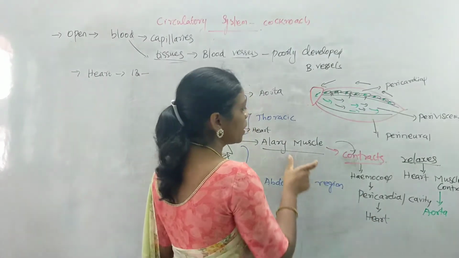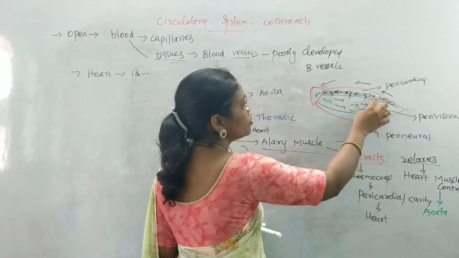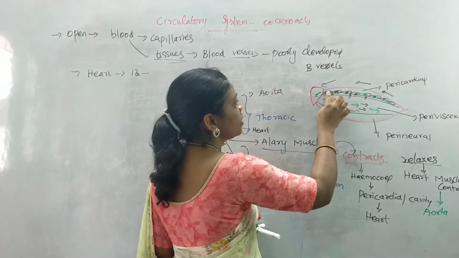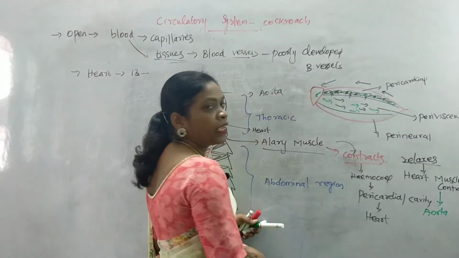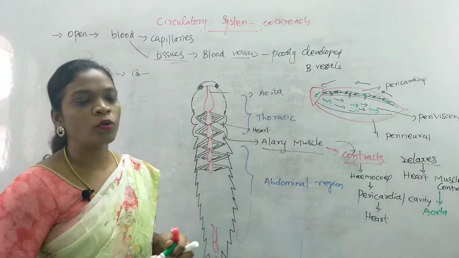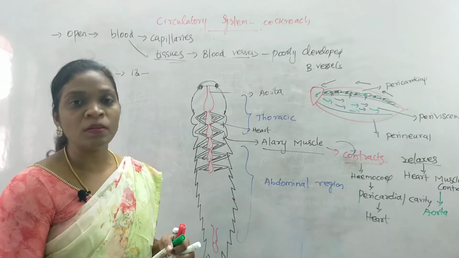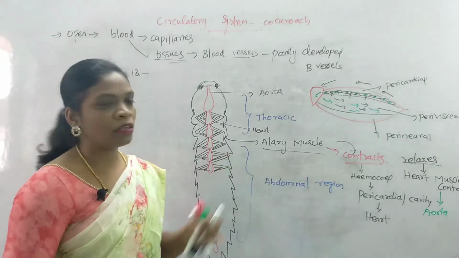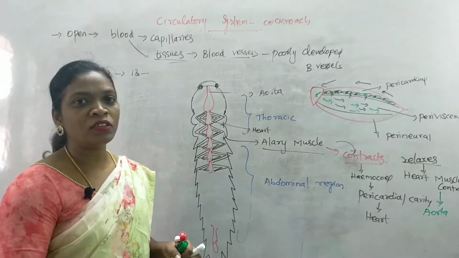Now what will happen when these muscles relax? These heart muscles contract and they push the blood towards the anterior region of the body, and from the anterior region the blood is supplied to the other organs by re-entering into the hemocoel, that is the cavity of the cockroach. Okay, so this is what will happen when the alveolar muscles contract and relax. So alveolar muscles play a very important role in the circulatory system of the cockroach. And we'll go through how the circulation goes on.